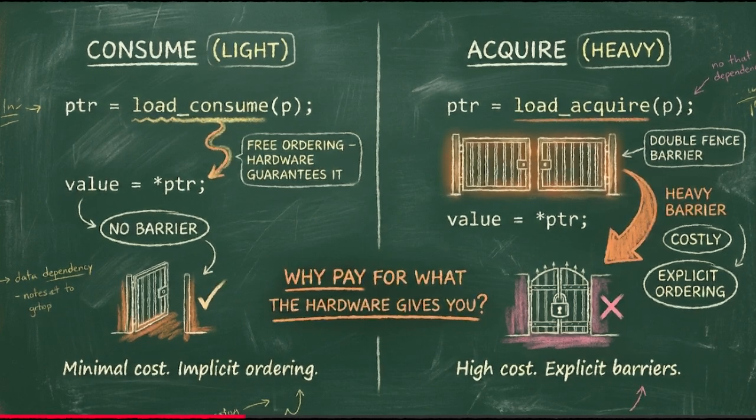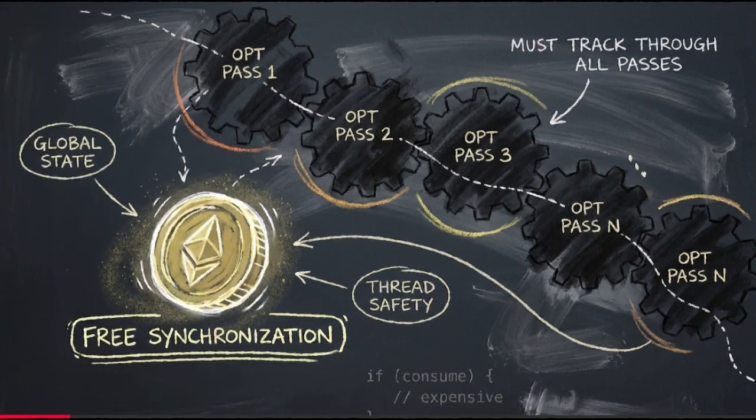The idea behind consume was to exploit a natural hardware feature on chips like ARM and PowerPC. If you load a pointer, and then your very next operation depends on the value of that pointer, like dereferencing it, the physical hardware naturally guarantees those two things won't be reordered. Because it can't. Exactly. The hardware literally cannot fetch the data until it knows the address. So McKenney argued, why issue a heavy acquire memory barrier when the hardware naturally enforces the ordering through the data dependency? In theory, that is brilliant. You just get synchronization for free.